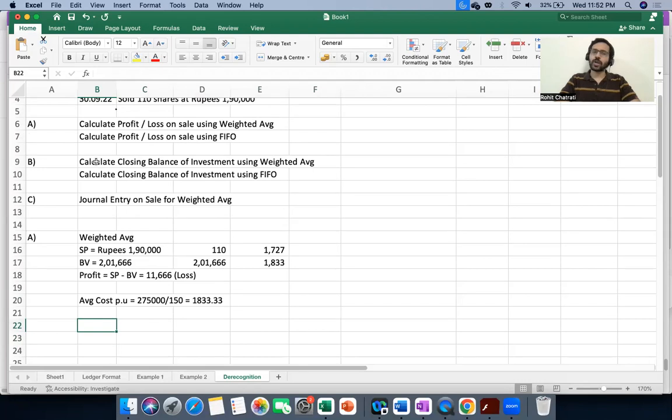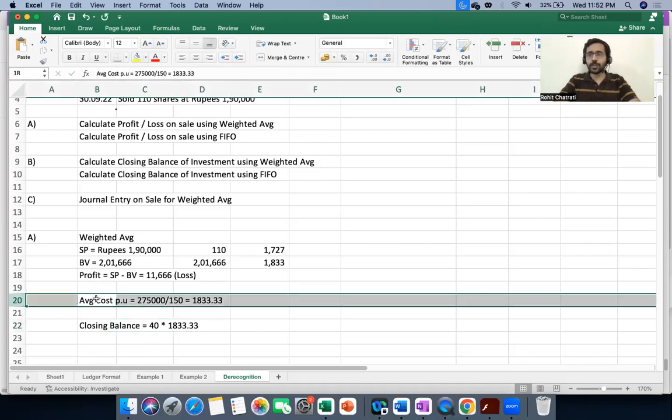Now let's do question number one under part B, which is calculating the closing balance of investment using the weighted average cost method. What is the closing balance of investment? You are still left with 40 shares in your kitty, and you have to calculate the value at which it is going to be shown on the asset side of your balance sheet. Your closing balance is going to be 40 shares multiplied by 1833.33.